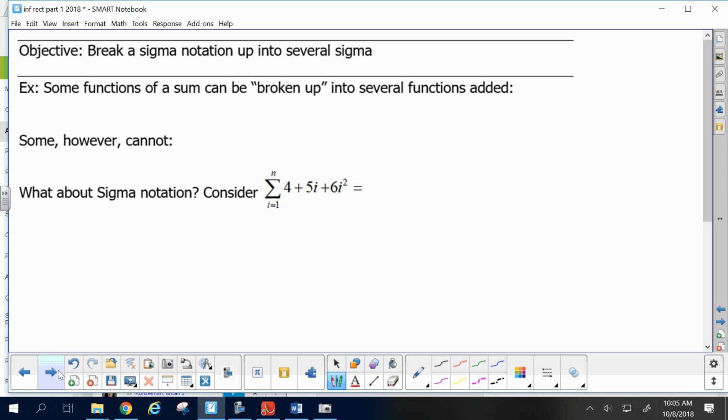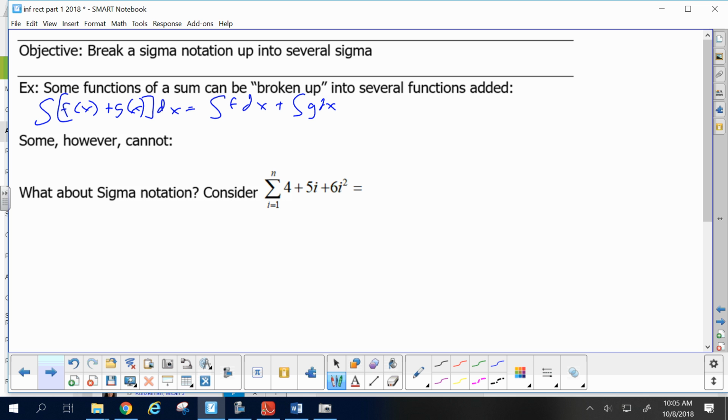Let's go back to the last set of examples. This is the last skill you're going to need to succeed on tomorrow's lesson, which is a humdinger. Make sure you get a good breakfast tomorrow, because tomorrow's lesson is a humdinger. Some functions can be broken up into several functions added. Now, first of all, I'm talking general math here. Can you break up an integral into separate integrals? Is that okay?